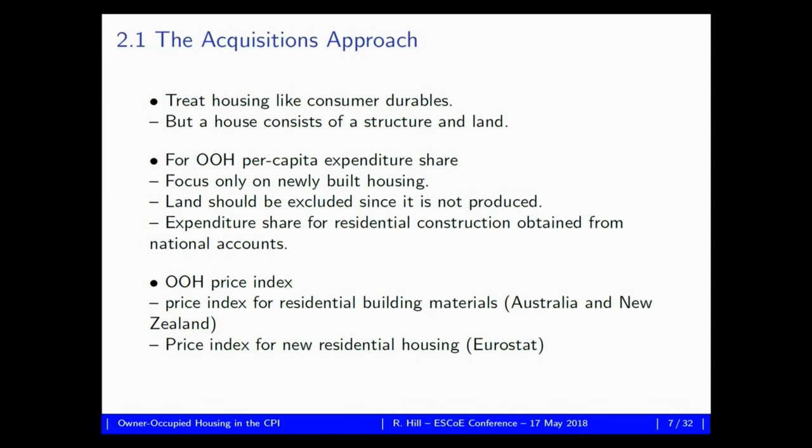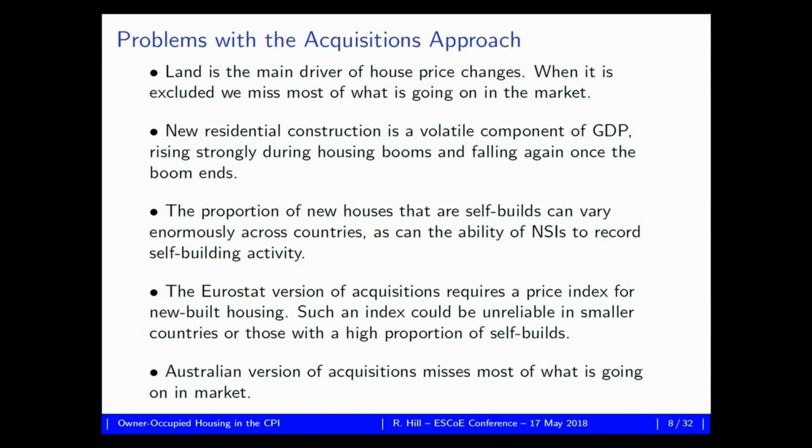Now, it's actually not too hard to come up with an expenditure share for housing excluding land. You just go to the national accounts and find residential construction, and that gives you your expenditure share. Now, for the price index, there's a difference between the Australia-New Zealand version and the Eurostat version. The Australian version just takes a price index for building materials, while Eurostat is trying to do a version where it's a price index for newly built housing, including the land component. So the land component would come in the price index for Eurostat, while it would be completely excluded from the Australia-New Zealand version.